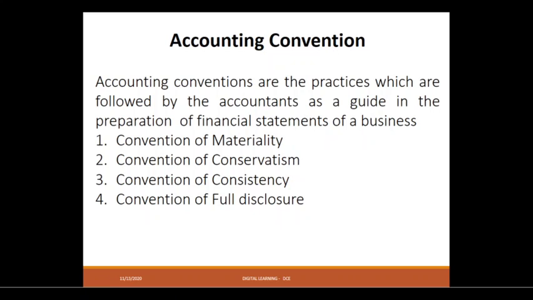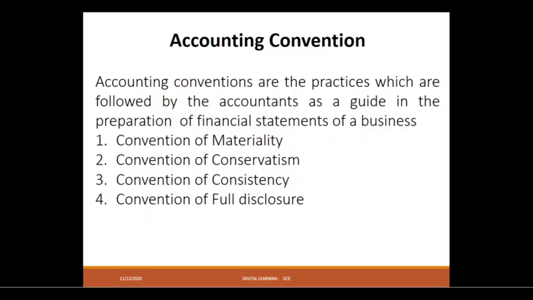So we move on to the accounting conventions. Accounting conventions are the practices which are followed by the accountants as a guide in the preparation of financial statements of a business. These conventions are the customs, traditions or practices which are followed by the accountants as a guide in the preparation of financial statements of a business concern. Following are the important accounting conventions.